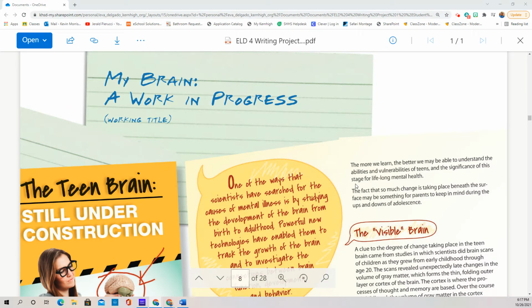The more we learn, the better we may be able to understand the abilities and vulnerabilities of teens and the significance of this stage for lifelong mental health. The fact that so much change is taking place beneath the surface may be something for parents to keep in mind during the ups and downs of adolescence.